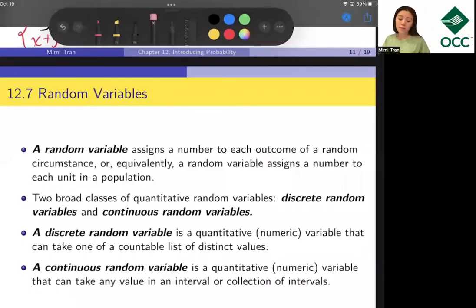All right, let's talk about random variables in statistics. What is a variable? Well, a variable is anything that is not a constant, right? Which is pretty much everything in your life, right? Except the taxes. So in statistics, a random variable assigns a number to each outcome of a random circumstance, or equivalently, a random variable assigns a number to each unit in a population.